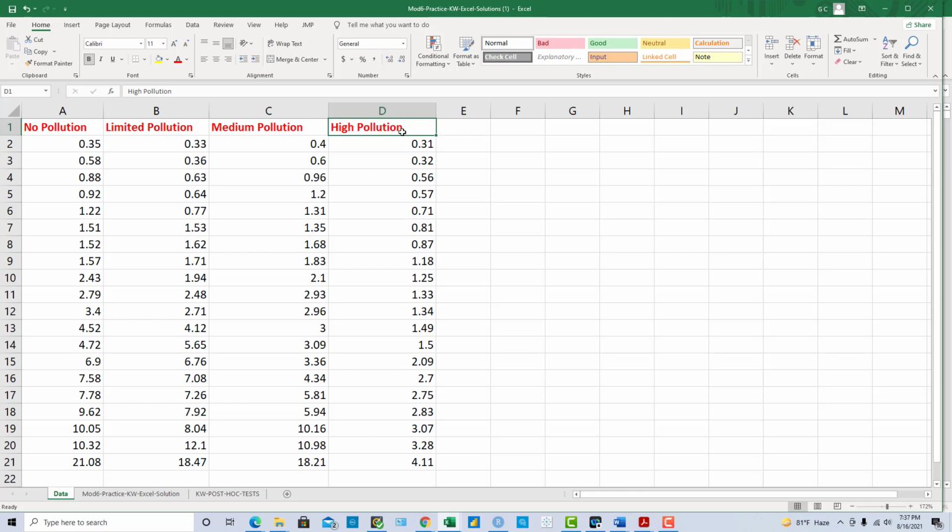As a result, we'll go with a non-parametric test. The non-parametric Kruskal Wallis test is very similar to ANOVA, but it's non-parametric, and you can use that when the ANOVA assumptions are violated. So that is the motivation for running the Kruskal Wallis test.